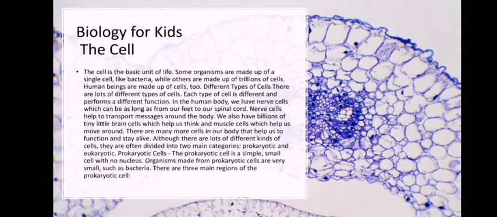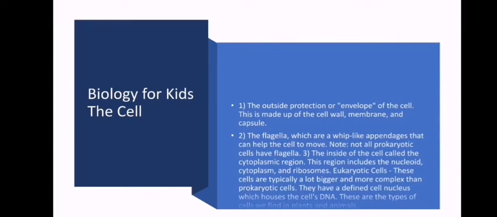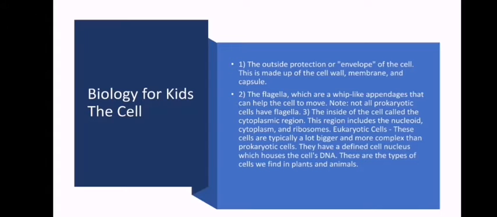Organisms made from prokaryotic cells are very small, such as bacteria. There are three main regions of prokaryotic cells. So let's see the next slide. Number one, the outside protection or envelope of the cell. This is made up of the cell wall, membrane, and capsule.